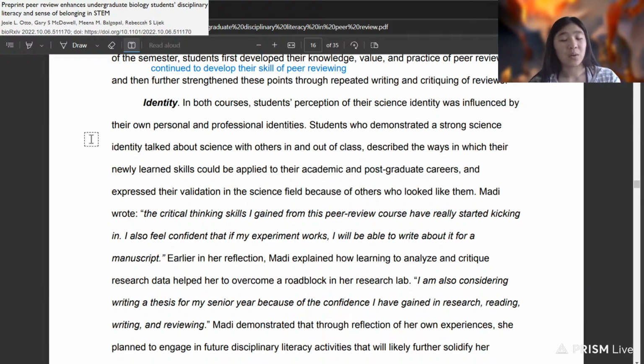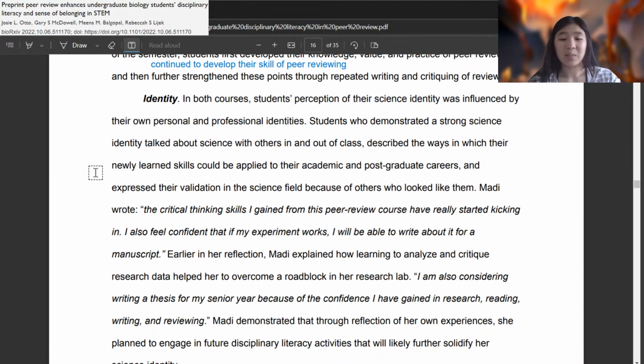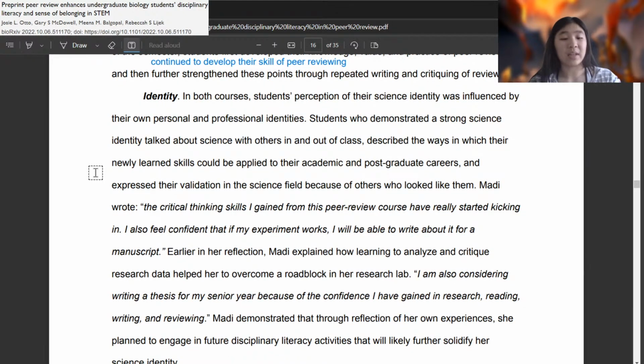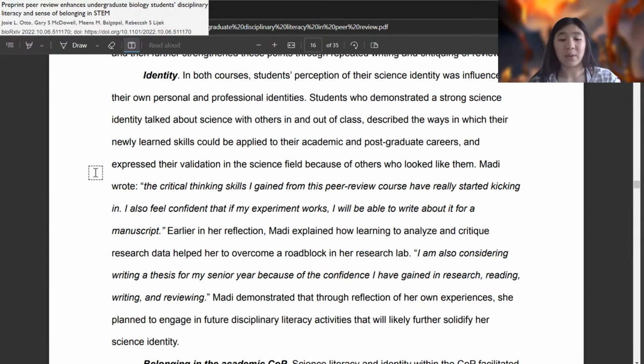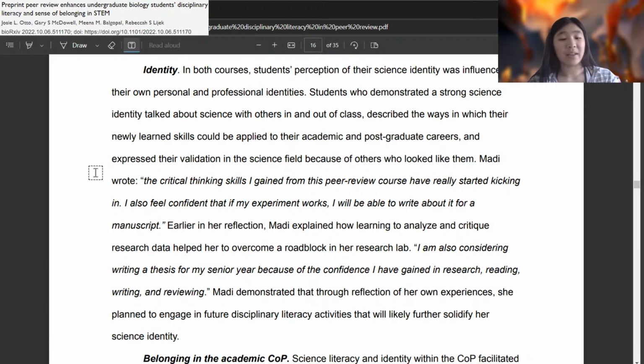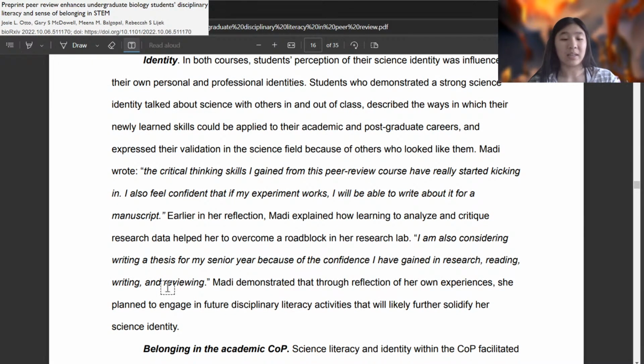So Maddie wrote, "The critical thinking skills I gained from this peer review course have really started kicking in. I also feel confident that if my experiment works, I'll be able to write about it for a manuscript." So earlier in her reflection, Maddie explained how learning to analyze and critique research data helped her to overcome a roadblock in her research lab. "I'm also considering writing a thesis for my senior year because of the confidence I have gained in research, reading, writing, and reviewing." Maddie demonstrated that through her reflection of her own experiences, she planned to engage in future disciplinary literacy activities that will likely further solidify her science identity.